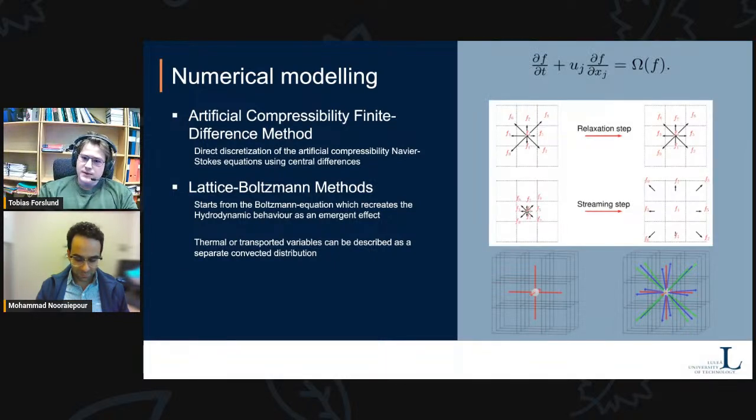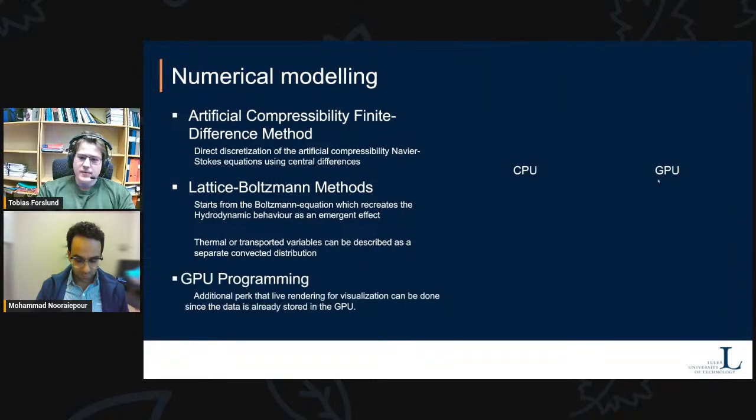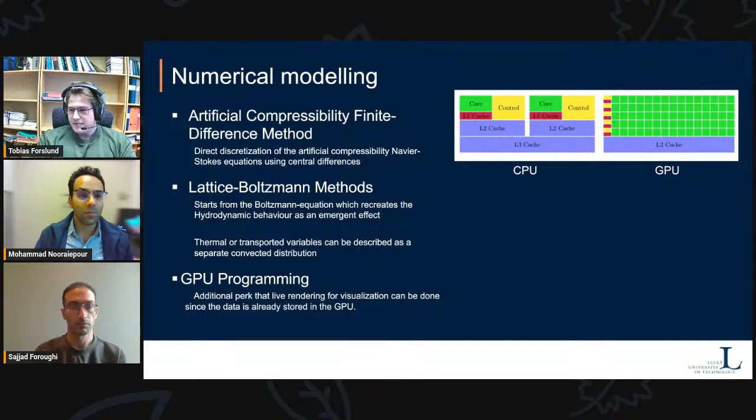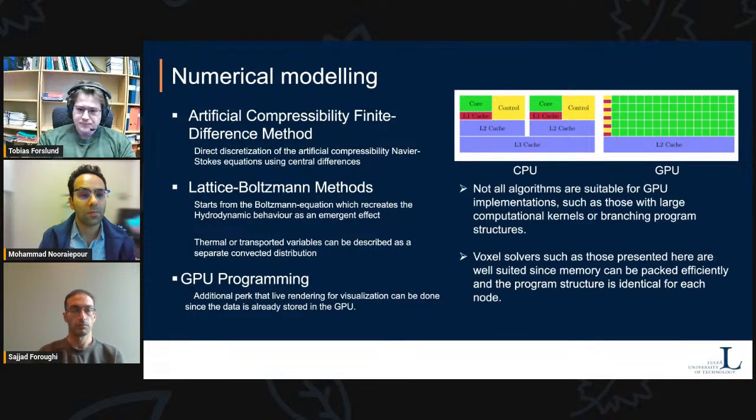And what you can see is that for this LBM model, it's very easy to parallelize into that situation, because what we're doing at each node is essentially exactly the same. So it's one of these embarrassingly parallelizable problems that is really straightforward to do, and you don't really need a high-end GPU to do it at all. Even though not all algorithms are suitable for GPU implementations, those with large computational kernels or branching program structures are commonly given examples of this.